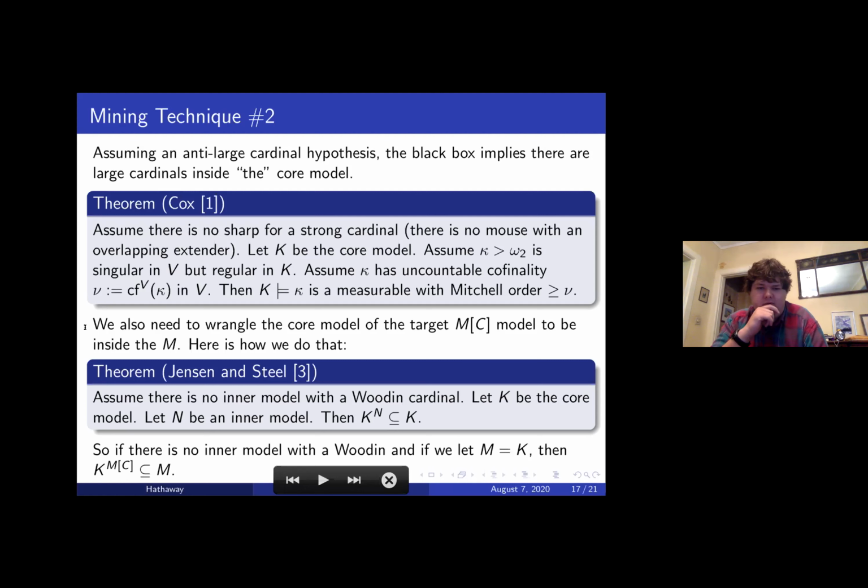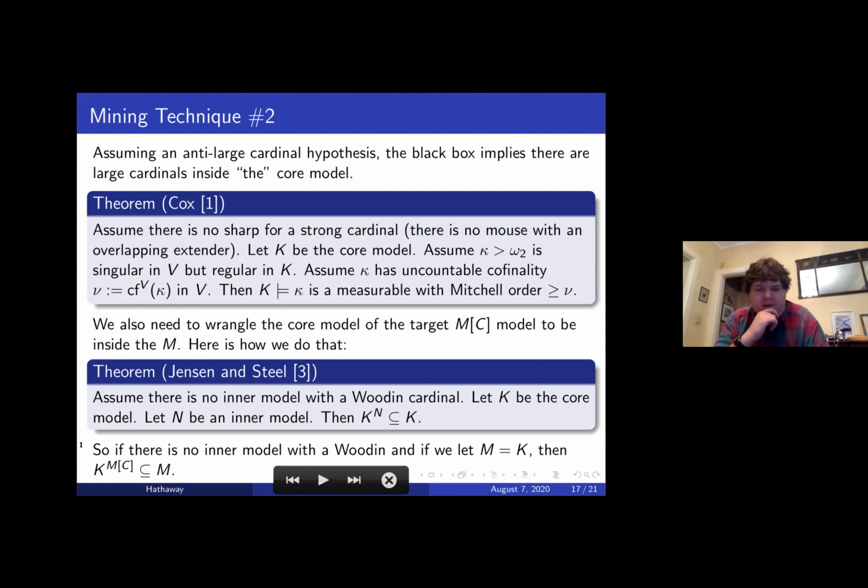So one other thing we have, remember from before we said any inner model which contains the Dodd-Jensen core model is correct about the Dodd-Jensen core model. I'm not sure if the same is true with these larger core models, but we do have the following. Assume that there's no inner model with a Woodin cardinal, let K be the core model, and let N be an inner model, then the core model of N is contained in the actual core model. So as long as there's no inner model with a Woodin cardinal, whenever you're looking at an inner model, the core model of that inner model is contained in the actual core model. So the core model never sticks out when you restrict to an inner model.